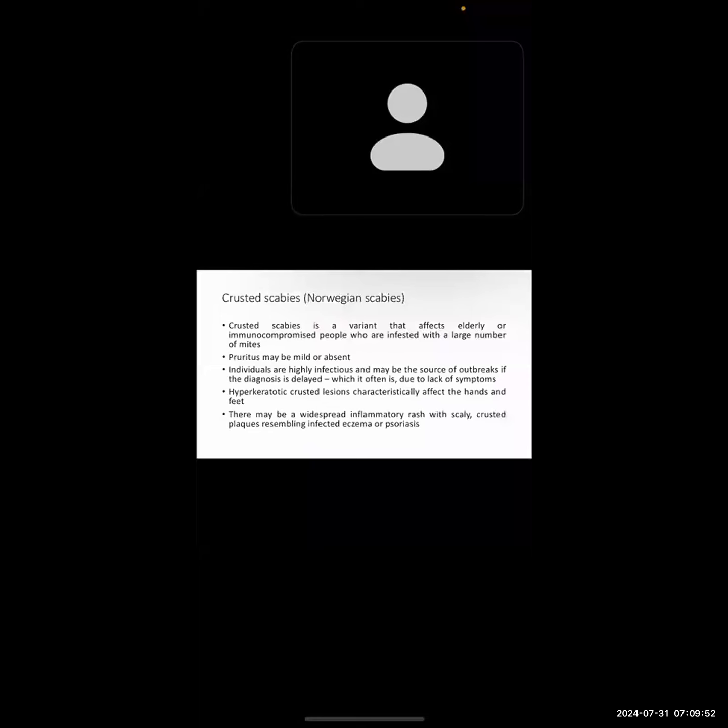Then there's a variant called crusted scabies or Norwegian scabies, which is more common in elderly and immunocompromised people. That's why I specifically talk about classic scabies for these patients. In crusted scabies, pruritus may be mild or absent. Our patient actually had pruritus. They are highly infectious and may be the source of an outbreak because they don't have symptoms, so it's easy for them to spread it.